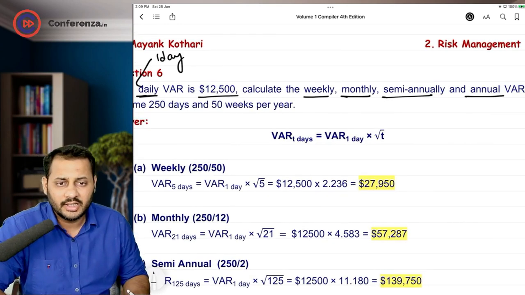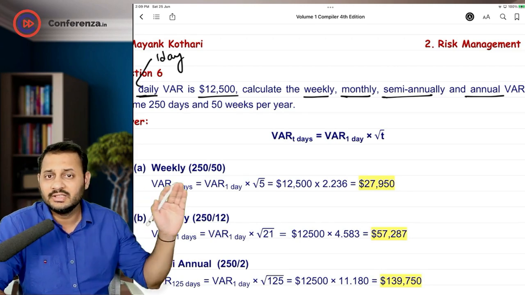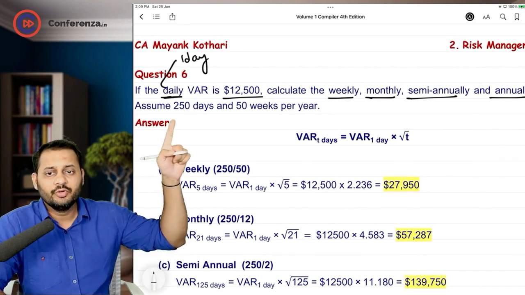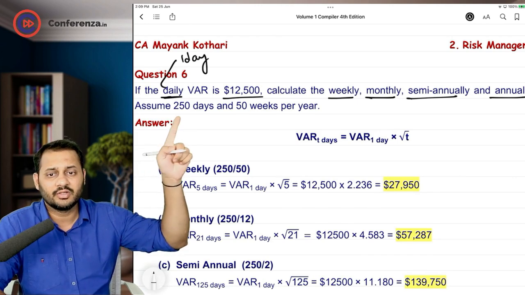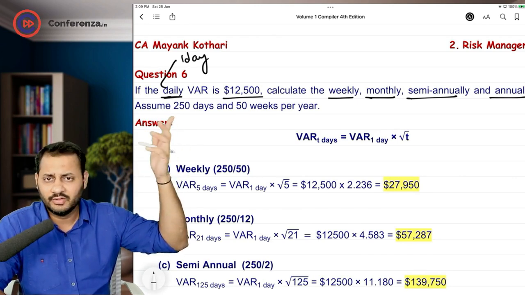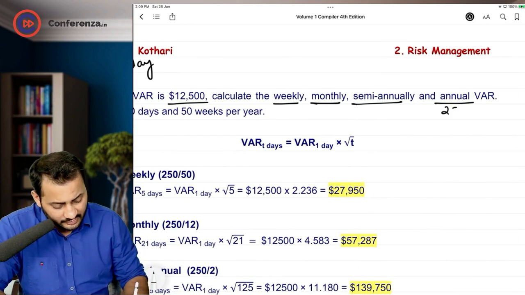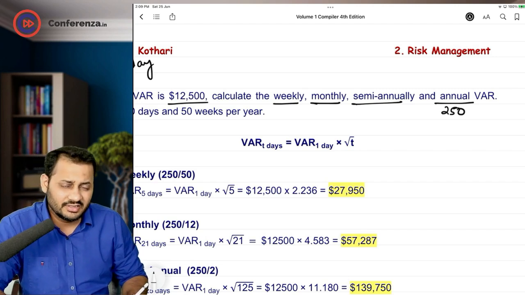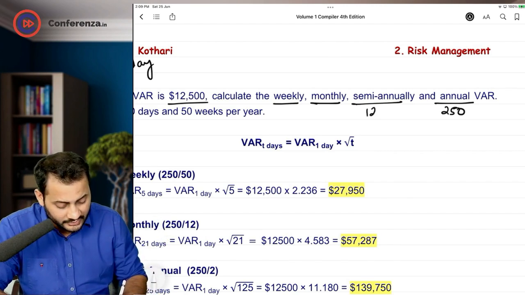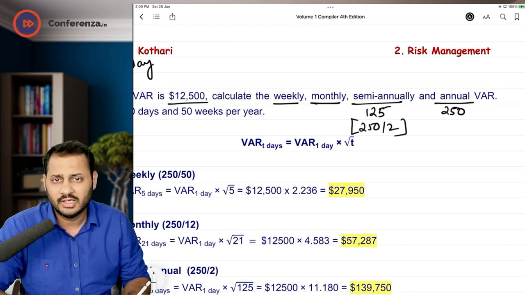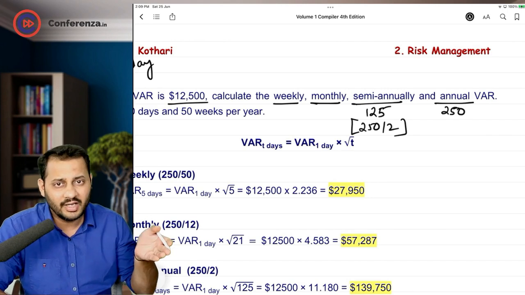Now please understand that you have to take the number of days in all these periods. Assume 250 days and 50 weeks per year. It is clearly given here that we have to consider 250 days in a year. We will do that. So how many days are there in a year? 250. Considering the 250 annual days, how many days will be there in a semi-annual period? 250 by 2, that is 125. How did we arrive at this? 250 divided by 2, because semi-annual is just half of annual.